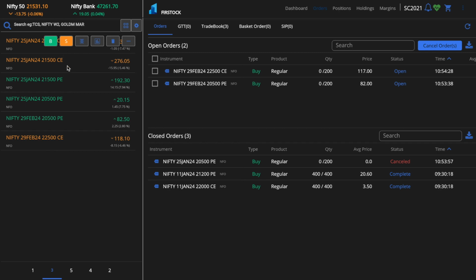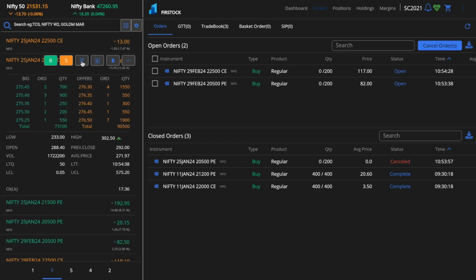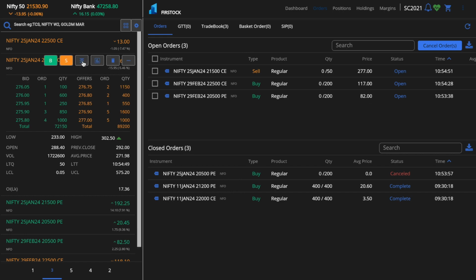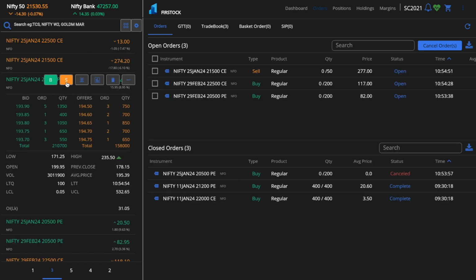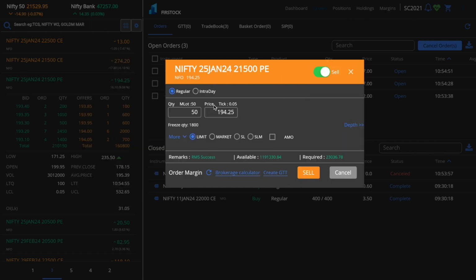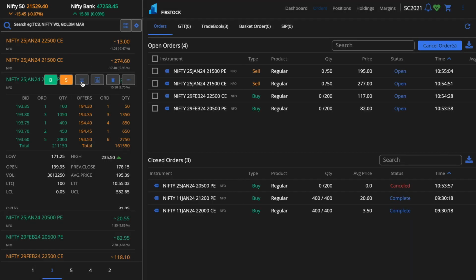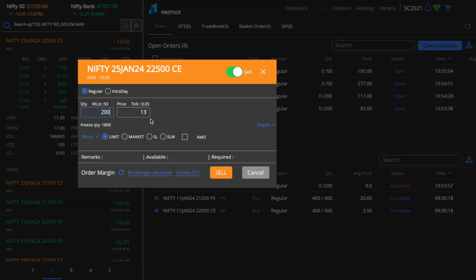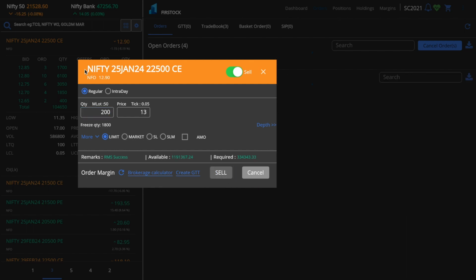Now what we have to do is basically sell a straddle right away. This is like selling a single lot straddle, and we can sell the CE at 277. The PE we can again sell at 194, 195. Now we have to go for 4 lots of selling this, at 213. You can sell this.